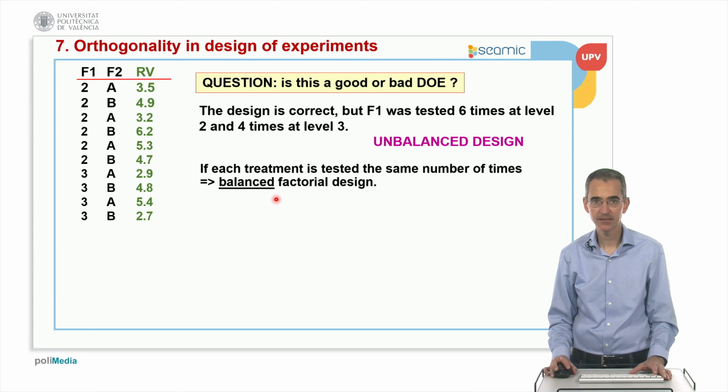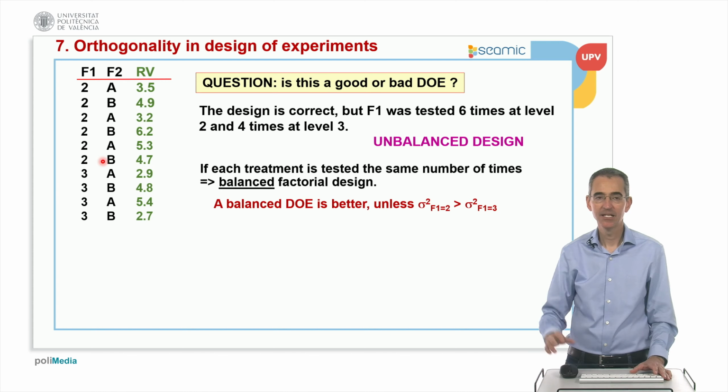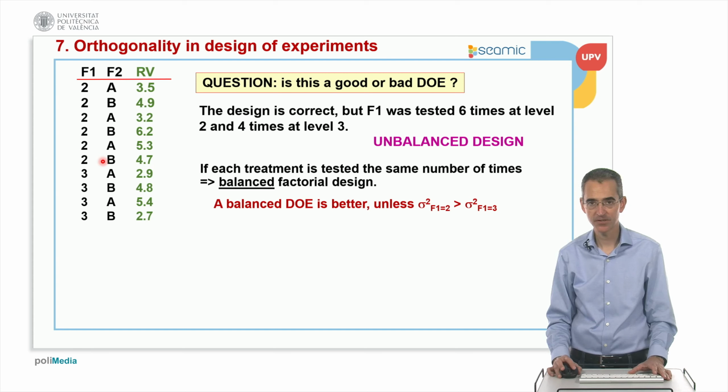If each treatment is tested the same number of times, it is called a balanced factorial design, which is the most frequent case. A balanced design is better, except in the case where the variance of level 2 is higher than the variance of level 3. When we have a higher variability, then we may be interested in getting more data to better study the significant differences. But actually, this is not very often.